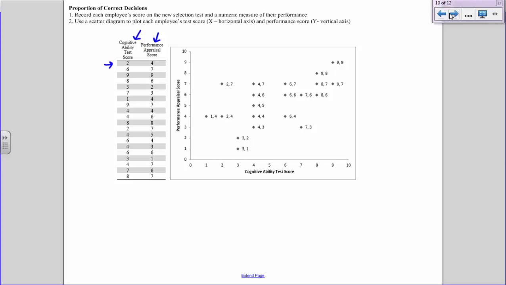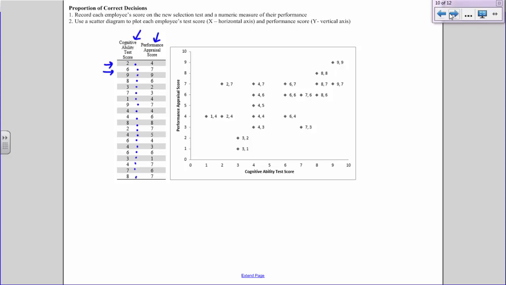And just for the sake of making an example, let's say that we're using a concurrent design where we took current employees, 20 of them I believe, and we gave them a cognitive ability test and then compared it to their last quarter's performance appraisal score. So you'll see again, each row represents one employee, and we have 1, 2, 3, up to 20 employees.